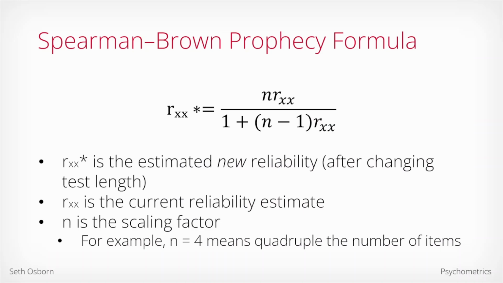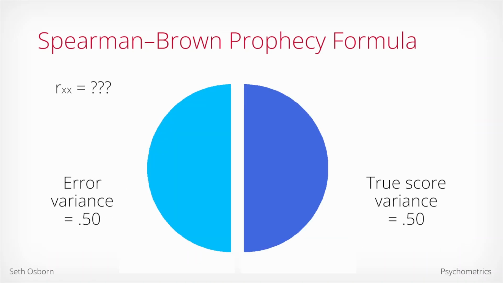First, I'm going to provide a visual explanation of the relationship between reliability and test length because that's going to be more intuitive. And then I'll show you how the formula is capturing that same idea. Let's start with a scenario where half the variance is attributable to true score and half is due to random error. What is the reliability here?